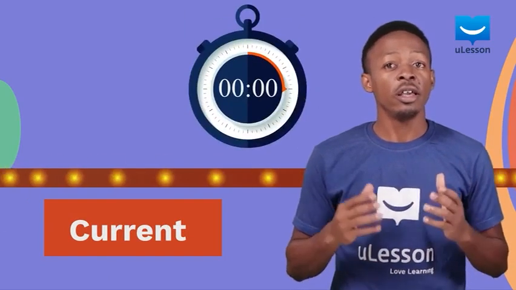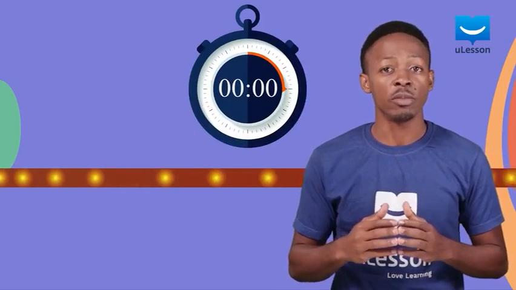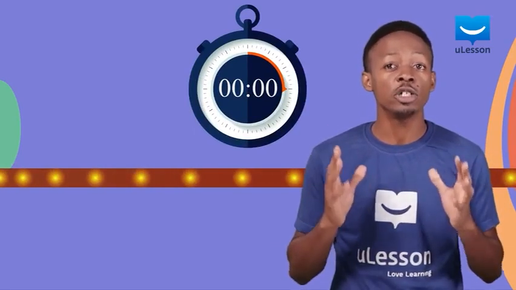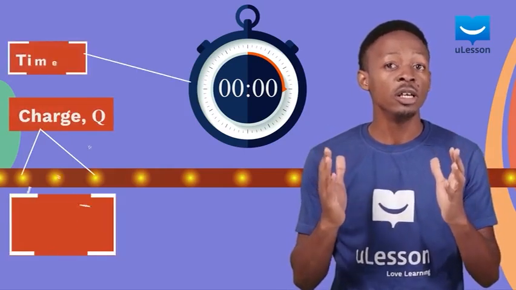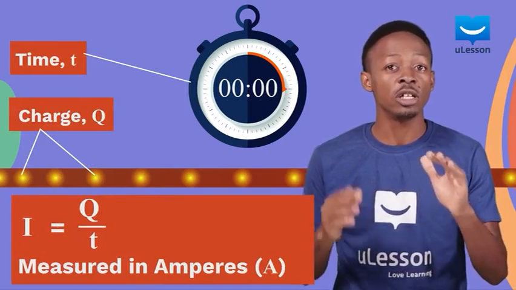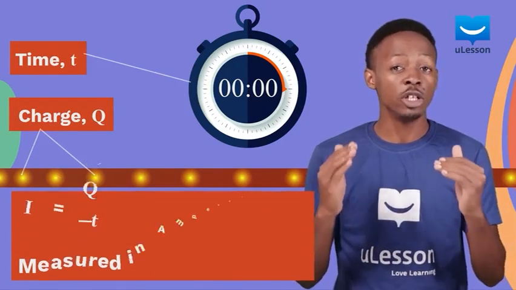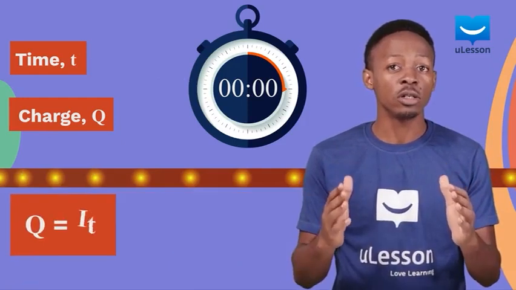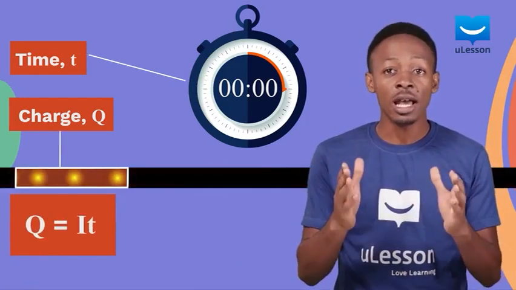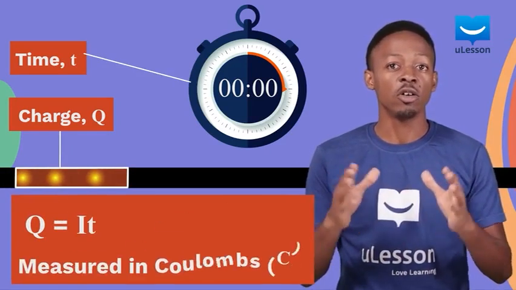Current I is the rate of electrons or charges moving through the system. Or in other words, we can also say it is the amount of charge Q per unit time t, as presented in this equation. Now current, we know, is measured in amperes. We can also say that the total charge Q at a point on this conductor is the product of the current that passes through that point and the time it took to pass. This charge is measured in coulombs.